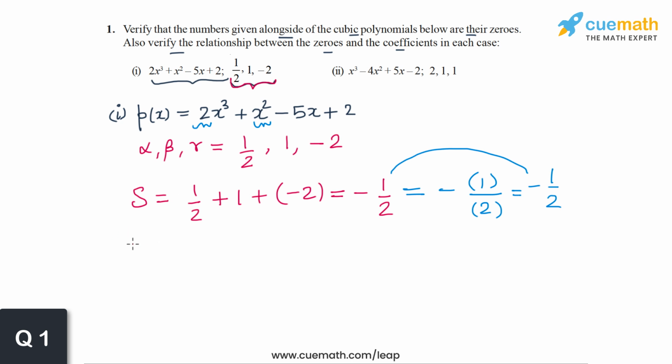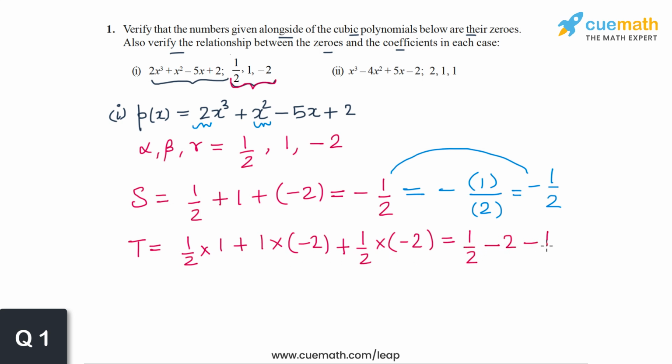Now let's find the sum of the zeros taken 2 at a time, which is alpha beta plus beta gamma plus alpha gamma. So half into 1 plus beta gamma, that's 1 into minus 2, and then alpha gamma, that's half into minus 2. So this is equal to the first term is half, the second term is minus 2, and then we have minus 1.